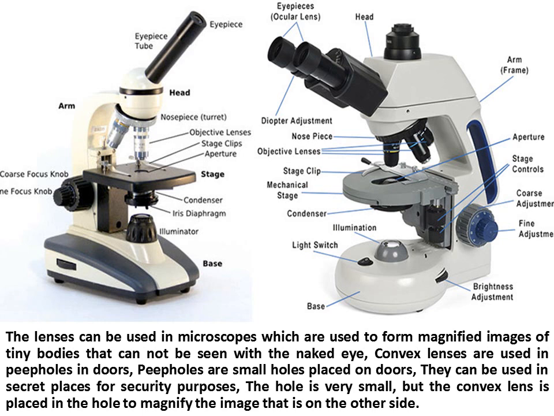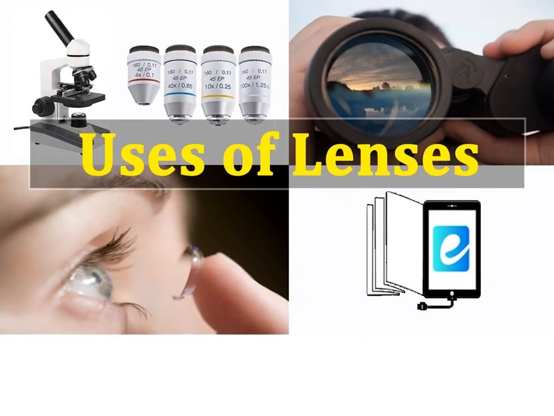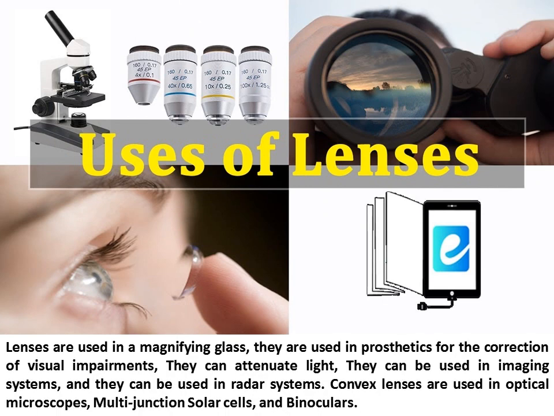The hole is very small, but the convex lens is placed in the hole to magnify the image that is on the other side. Lenses are used in a magnifying glass. They are used in prosthetics for the correction of visual impairments. They can attenuate light. They can be used in imaging systems, and they can be used in radar systems. Convex lenses are used in optical microscopes, multi-junction solar cells, and binoculars.